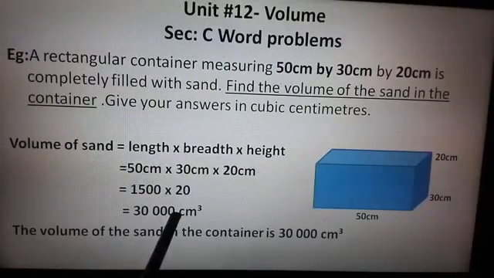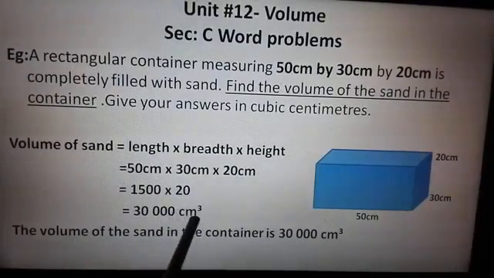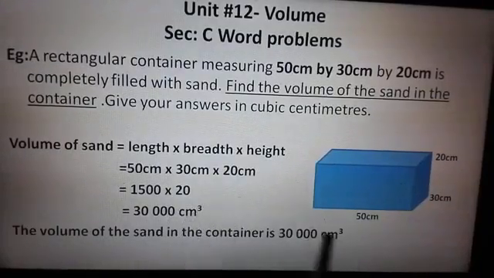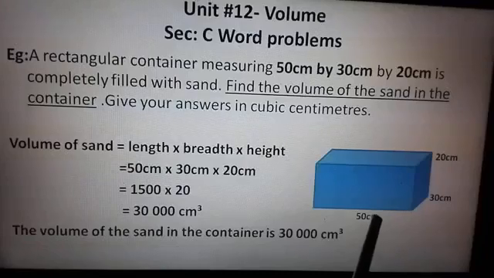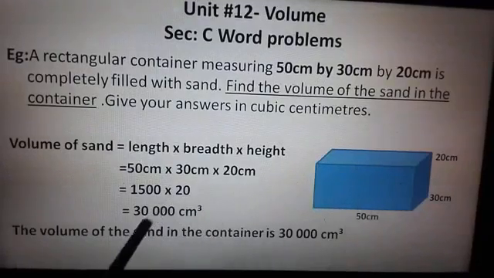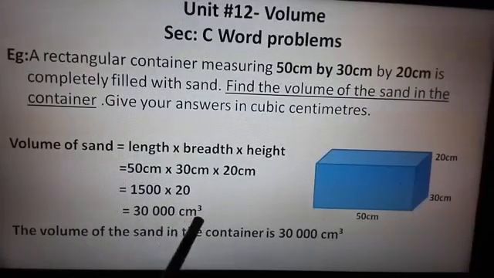Now you have to write the unit. Always it should be cubed. Check the side: centimeter or meter or whatever is given. They just check that one. It is given here centimeter, and we write 30 centimeter cube.